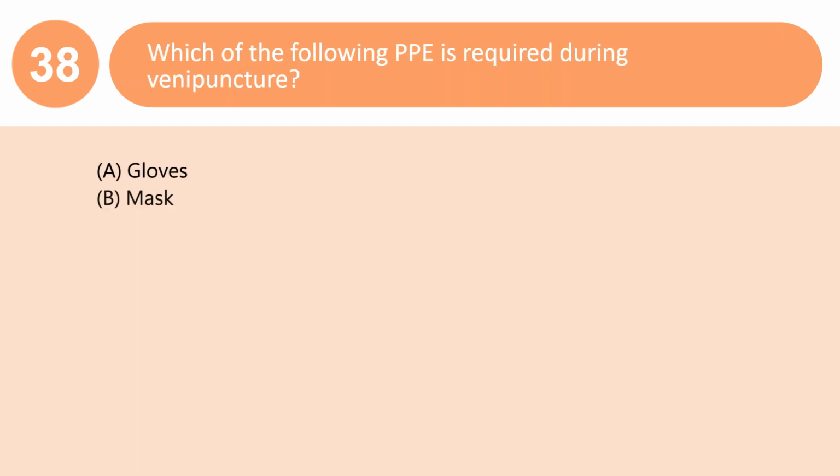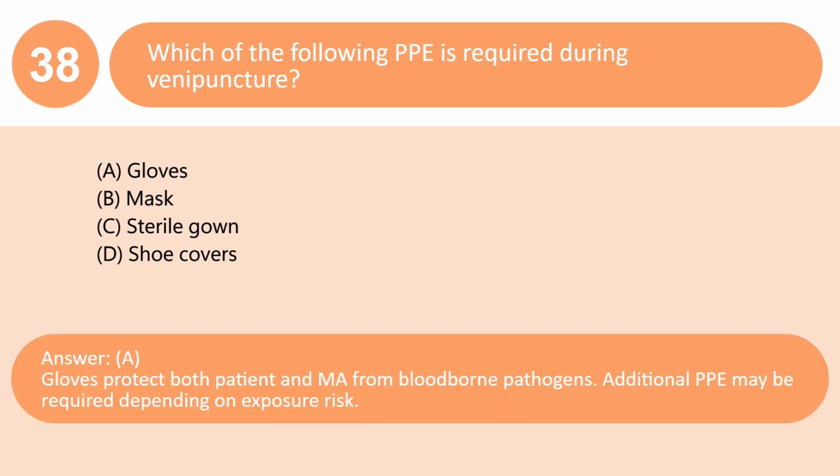Which of the following PPE is required during venipuncture? A. Gloves, B. Mask, C. Sterile gown, D. Shoe covers. Answer A. Gloves protect both patient and MA from bloodborne pathogens. Additional PPE may be required depending on exposure risk.